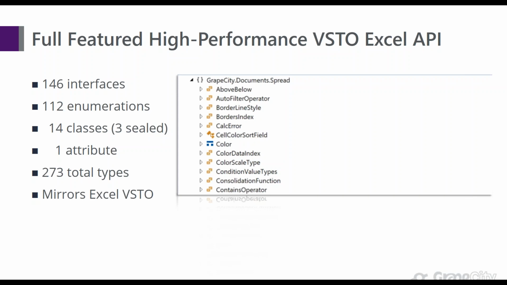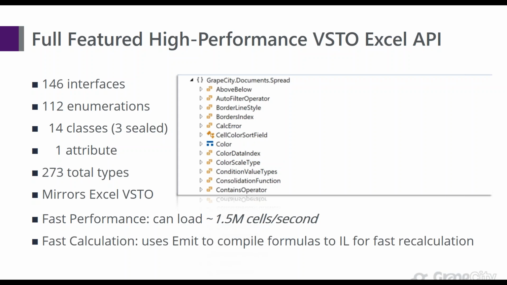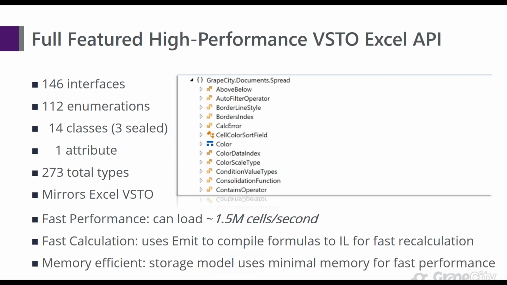to using Spread Services. Spread Services is designed to be very fast performing, especially for cases dealing with very large amounts of data. I'll show some performance tests later where it can load at least 1.5 million cells per second. It's also designed to be very fast at calculating large and complex workbooks. I've mentioned how it can use emit to compile formulas directly to intermediate language for super fast calculation. It's also quite memory efficient. The storage model is designed to use minimal memory for fast performance.